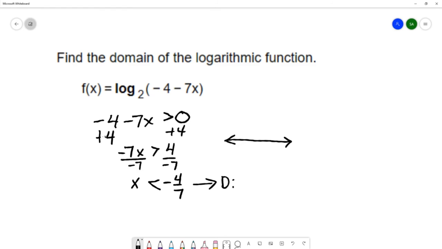We want to write that domain in interval notation. So I'm going to mark negative 4/7 on the number line, and we would mark that with an open circle because we don't want to include it in the domain. Negative 4/7 will cause the expression inside the log to be 0, and log of 0 is undefined. And we're going to shade the values to the left because these are the values that are less than negative 4/7. The domain will start at negative infinity, and go to negative 4/7. We're going to include a parenthesis next to negative 4/7 because we don't want to include that in our domain. So we have a domain of negative infinity to negative 4/7.